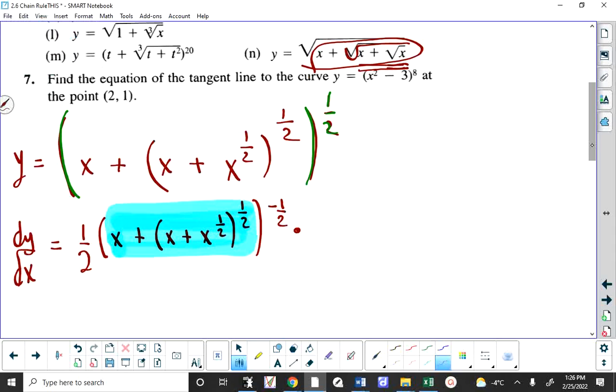And that's a sum. It's x plus something, which means I have to differentiate the two things and add them together. And this set of brackets I'm putting here is really important. I have to multiply by 1 plus the derivative of that other thing, because the derivative of x is 1.